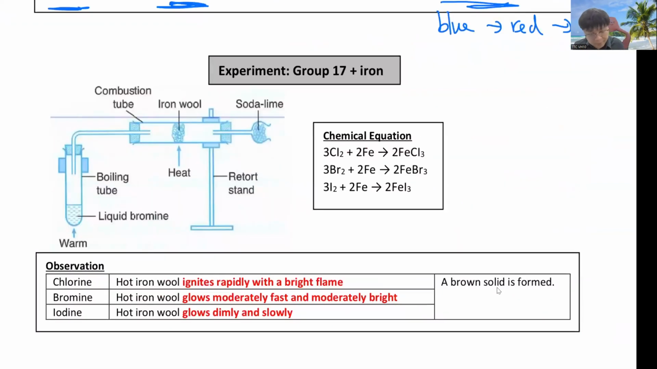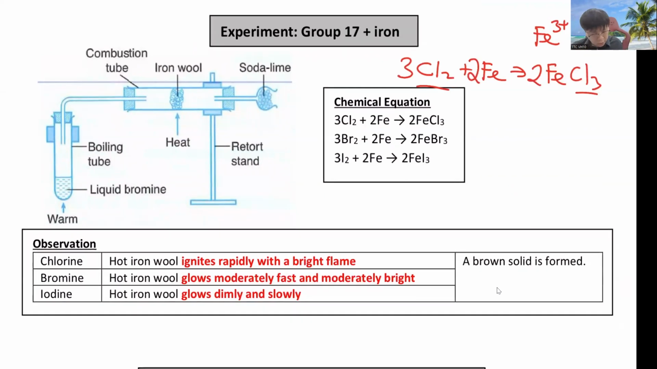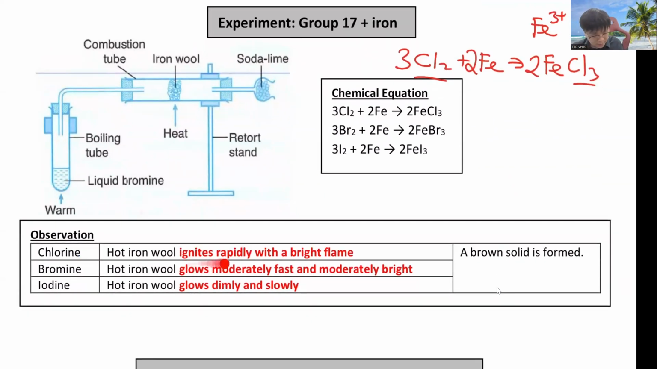Then for iron, when chlorine reacts with iron, this one is very simple: Cl2 plus Fe becomes Fe3+ plus Cl minus, becoming FeCl3. Balance the equation: this one 2, this one 3, then put a 2 here. You can see the reaction getting slower: ignite rapidly, glow moderately, glow dimly. A brown solid is formed.